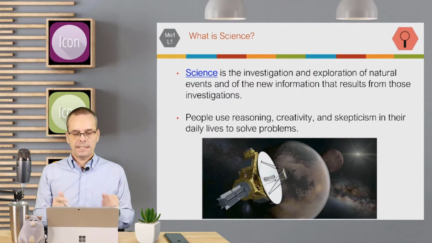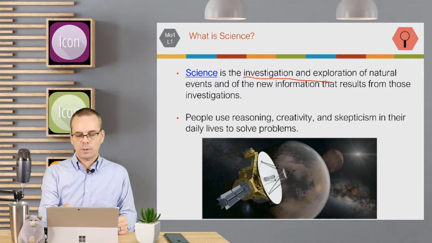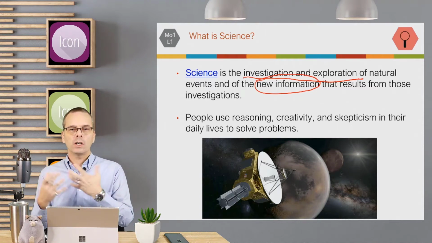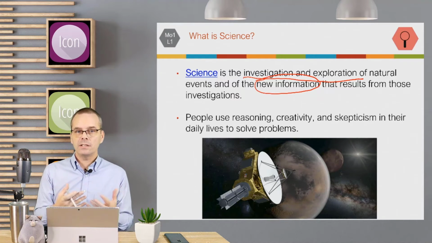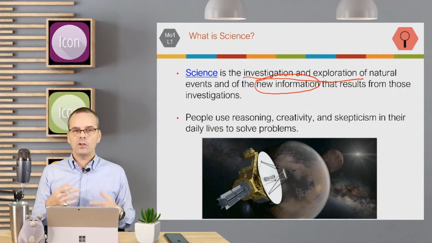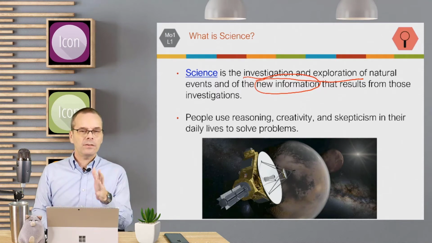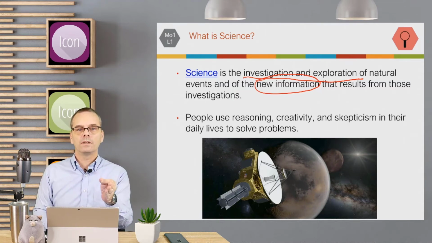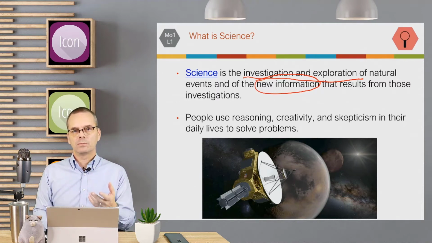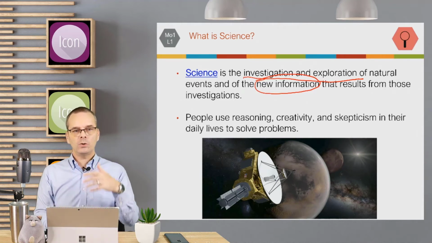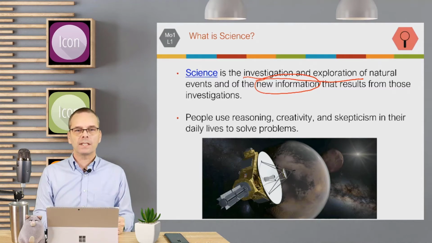Now, as we said, science is the investigation and exploration of natural events and of new information. Now, the main part of science, the main reason behind science is to solve problems. So they use reasoning, creativity, and skepticism. Skepticism means not really believing what you see until you can prove it. So it's called being skeptical. So it's wanting facts and to prove something. And we use all of these skills to solve problems. And that's what science is about.